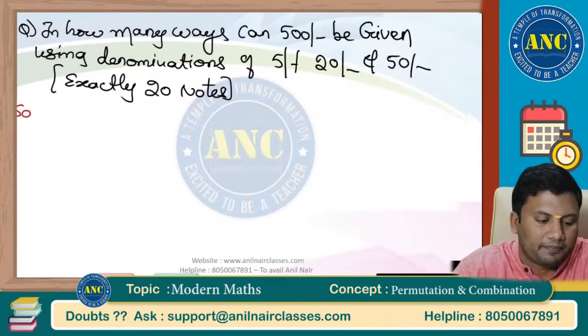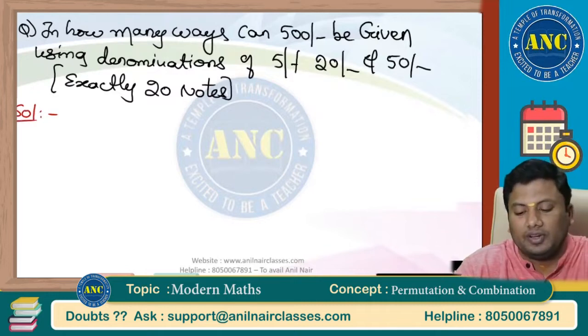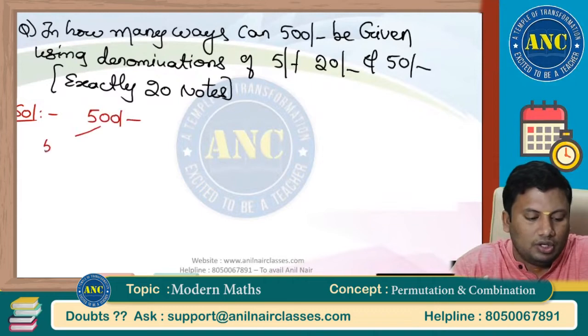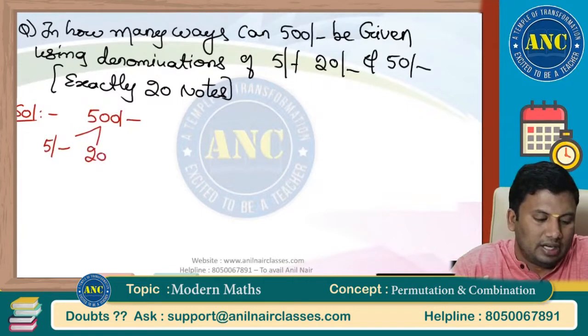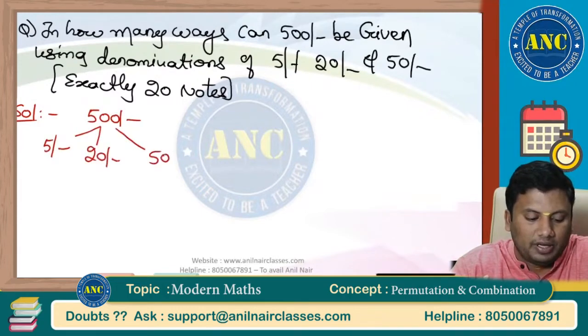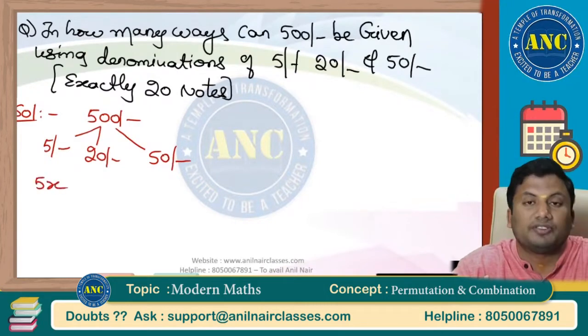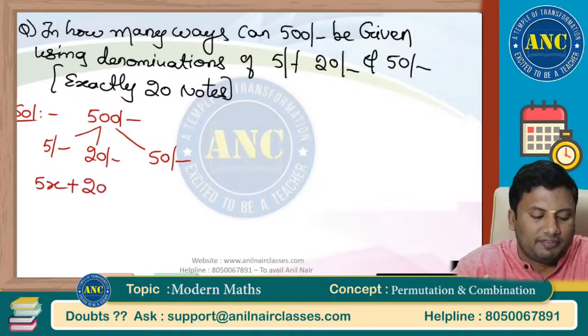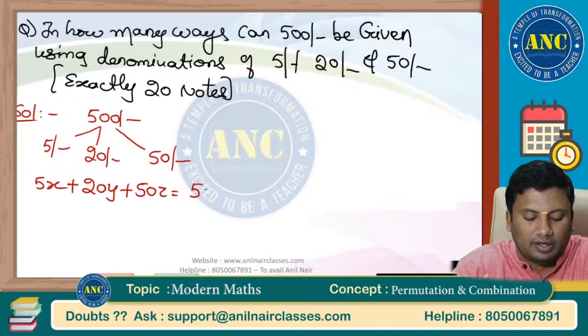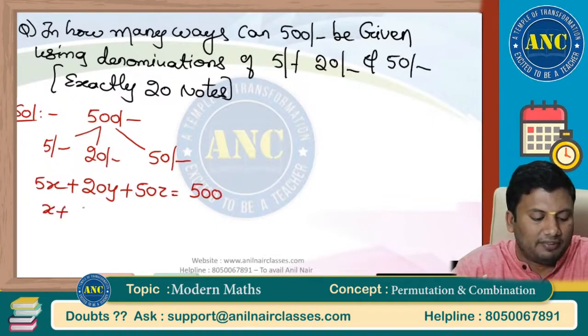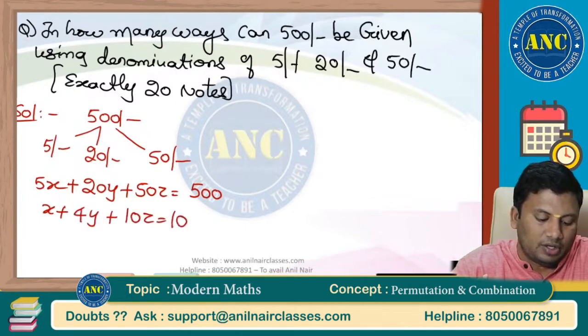Now see here. If you write the equation, you will get the answer. I need to give 500 rupees using 5 rupee, 20 rupee and 50 rupee notes. Number of notes: 5 rupee notes x, 20 rupee notes y, 50 rupee notes z. 5x plus 20y plus 50z equals 500. If I simplify by 5, x plus 4y plus 10z equals 100.